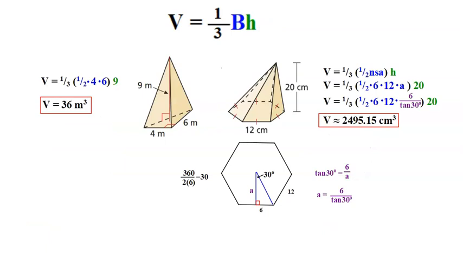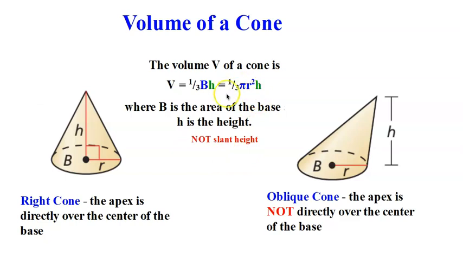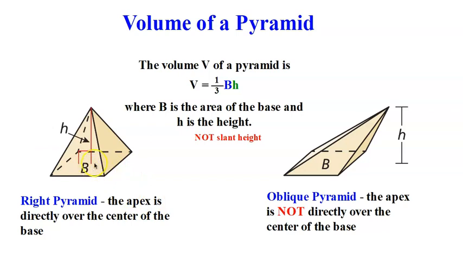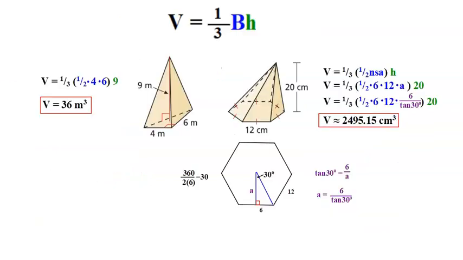Remember that they both use the same formula. 1/3 area of the base times the height. The only difference is with a cone, that base is always going to be pi r squared. If it's a pyramid, then it's going to depend. Are you having a triangle? Do you have a hexagon? Is it a square? So with a pyramid, it's going to differ based on whatever your base is. But if it's a cone, it's always going to be a circle.